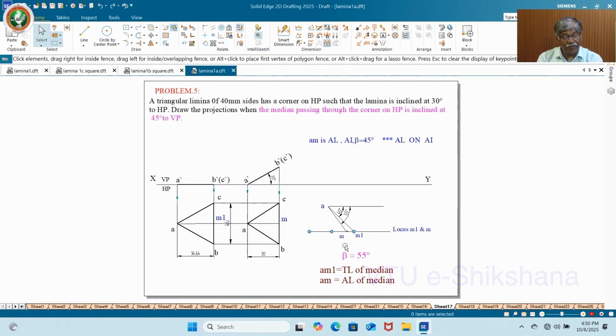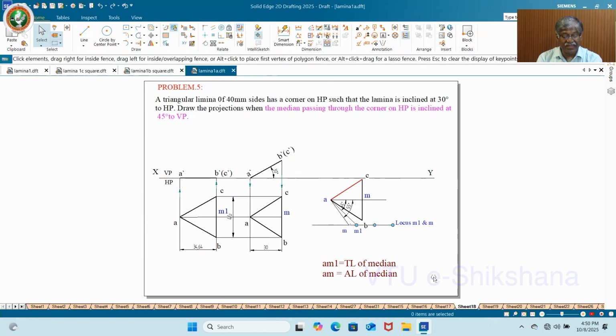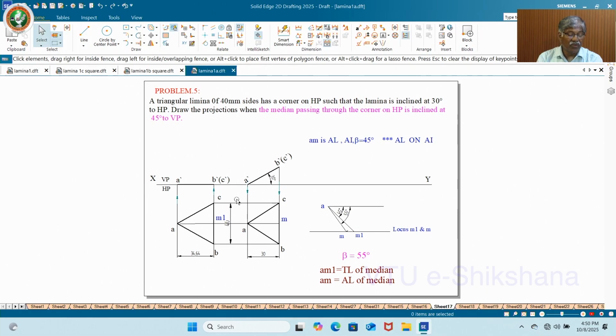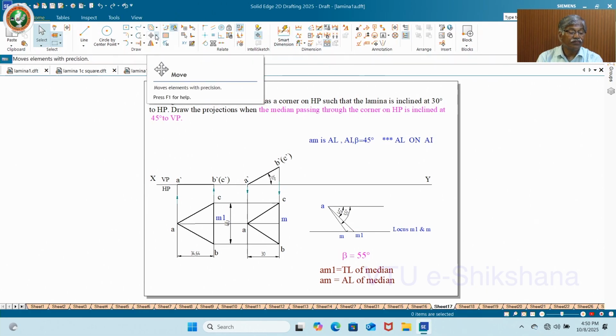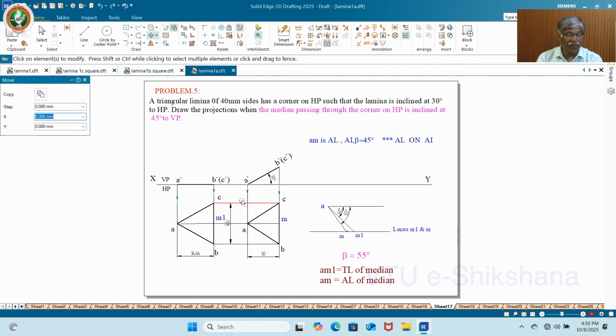Now how to do it? Especially this is a small one, and then you ask how to do it with all these figures. Now I will show you how to do it. You have to bring it like this. How to bring it, I will show you. Now you take this, move. This is the efficient way of doing it.